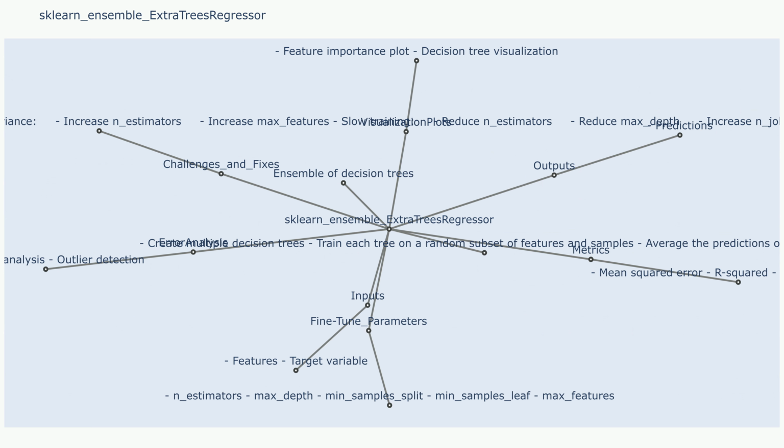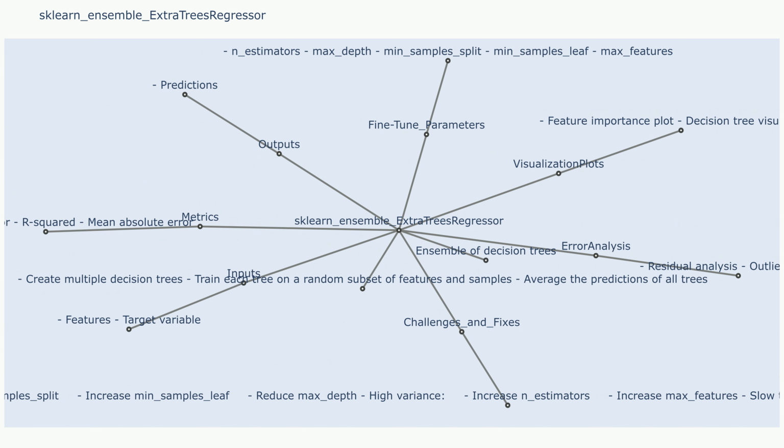Metrics. Mean squared error (MSE) measures the average squared difference between the predicted and actual values. It's a common metric for regression tasks, emphasizing larger errors. R-squared represents the proportion of the variance in the target variable that is explained by the model. A higher R-squared value indicates a better fit.